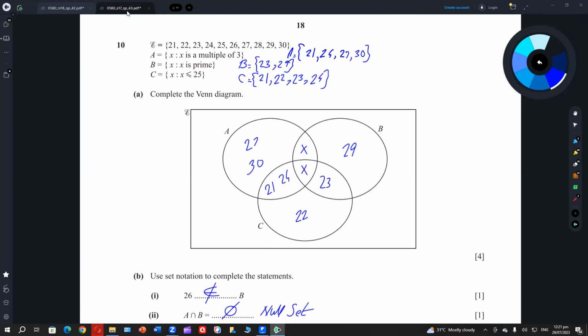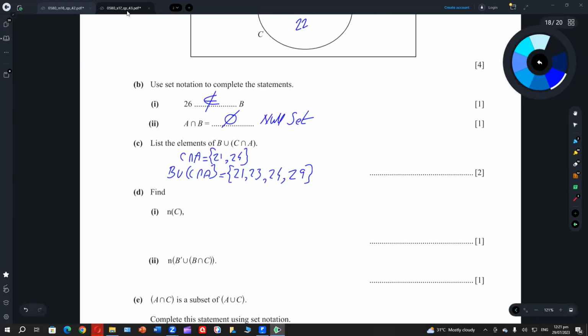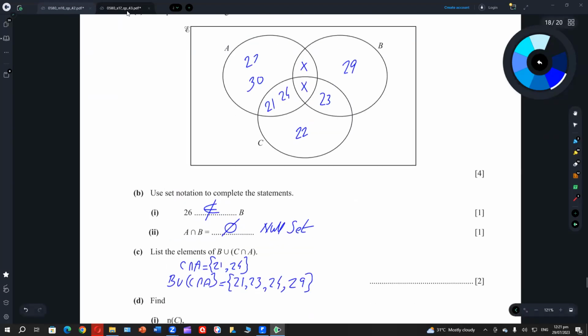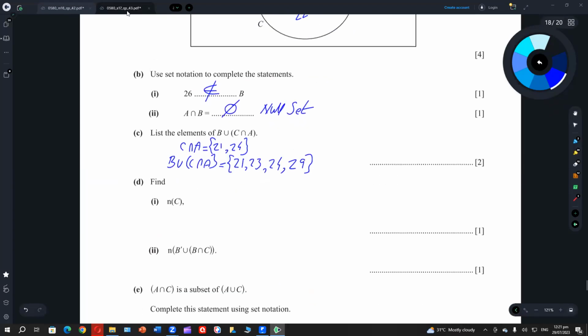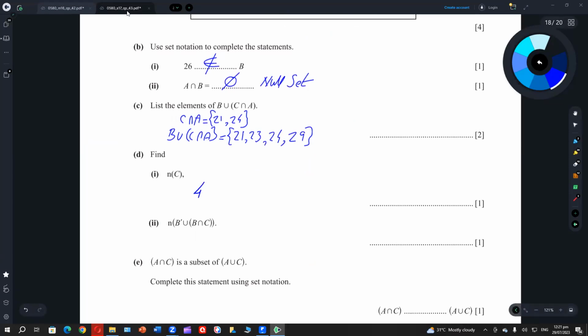Yeah. Now you have to see part number D, n of C. Okay. Count the number of members in C. 21, 22, 23, 24. How many entries? 4. Good.